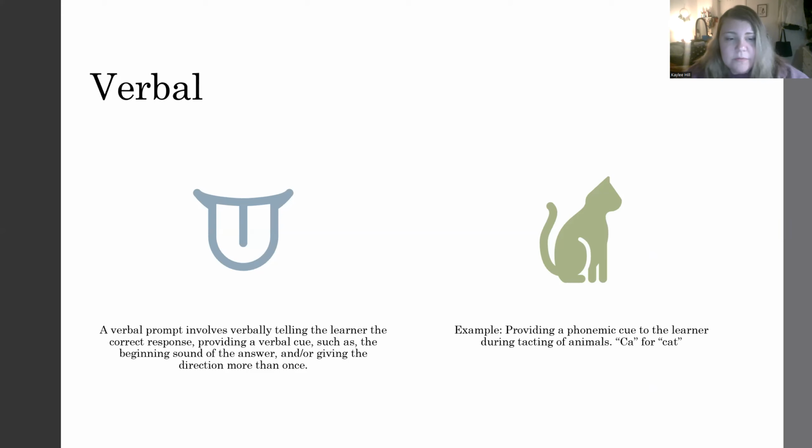A verbal prompt involves verbally telling the learner the correct response, providing a verbal cue, such as the beginning sound of the answer, or giving the direction more than once, or asking the question more than once. An example of this would be providing a phonemic cue to the learner during tacting of animals, "ka" for cat.